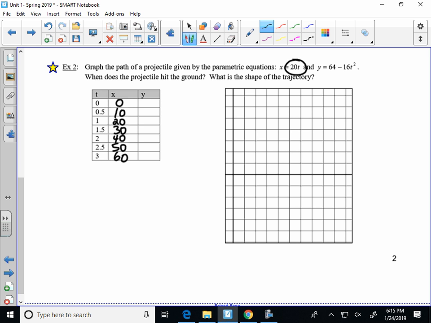That's easy enough. Now, in terms of the y, well, we know we're going to start off with 64 at time t equals 0. Then you're going to subtract 16 for the 1 second, and if you want to backfill the 0.5s, you can. That's, again, assuming you want to do it by hand.